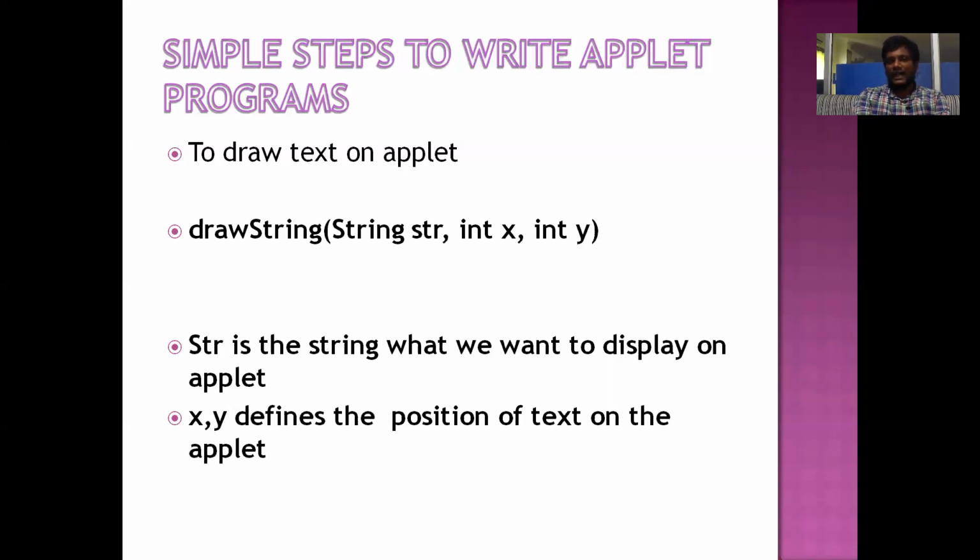So this X specifies the position of the X coordinate, and Y specifies the position of the Y coordinate, where we have to print the string or draw the string on the applet. So str is a string, what we want to display on the applet. See the last two points: str is the string we want to display on the applet, and x comma y defines the position of the text on the applet. So let us have a quick look at how the applet screen and the coordinates are defined on the applet screen.